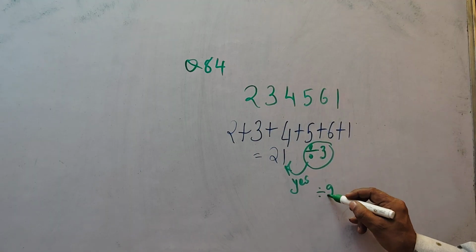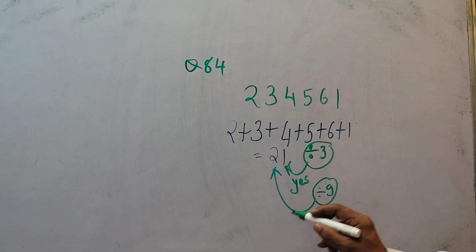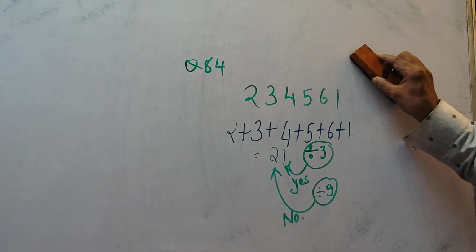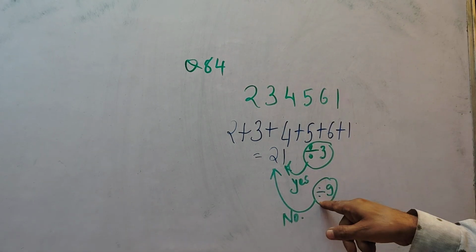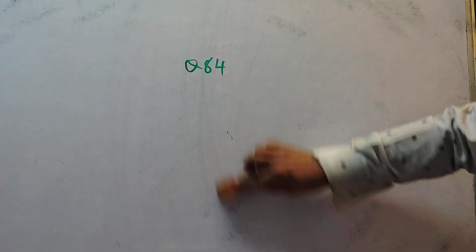This time it is not divisible by 9. So your answer is false. That is correct. If the sum is 18, in that case both can divide, but in the case of 3, it is not always the case.